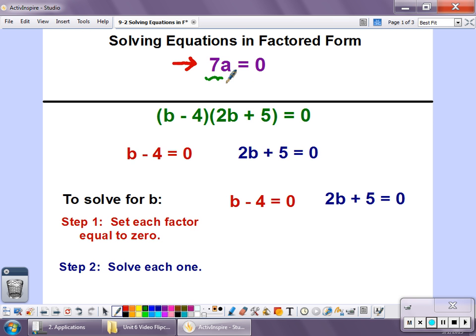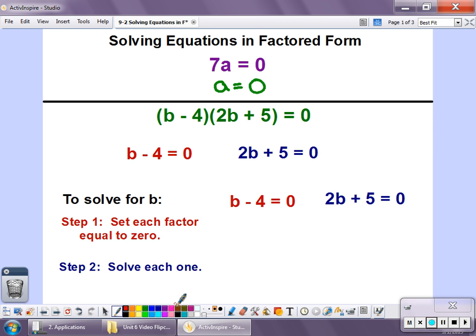Now we know, based on what we know about multiplication, that both of these things here are factors. 7 times a, when I multiply those two factors, gives me a product of 0. Now, we also know, looking at this problem, that a has to equal 0. And we know that because in order to get a product of 0, you have to have at least one factor that equals 0. Well, this is going to help us solve equations in factored form.